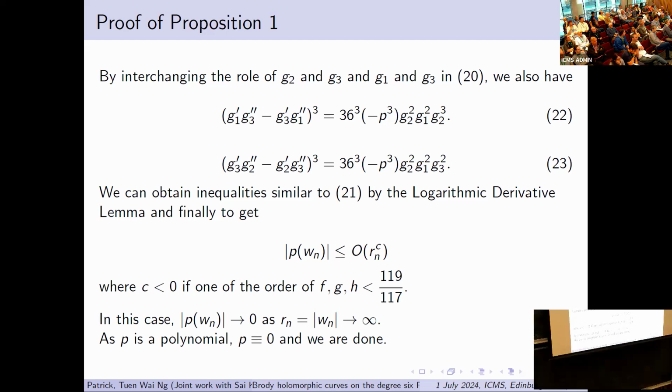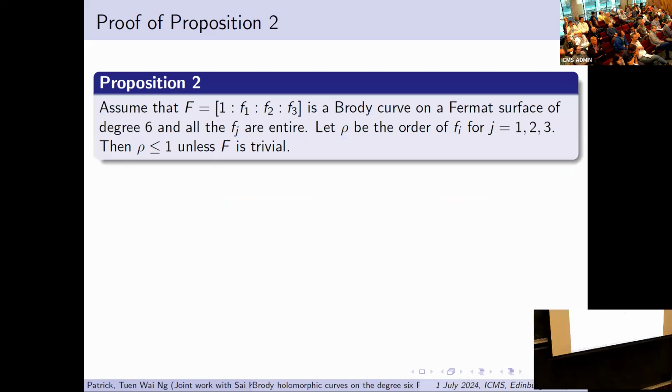Okay, so any questions so far? Okay. So now we are going to prove the second proposition. So it says the following: if you assume F here is non-trivial, then the order has to be less than or equal to 1.